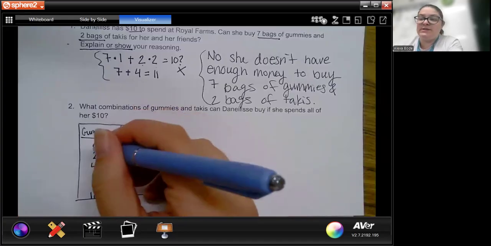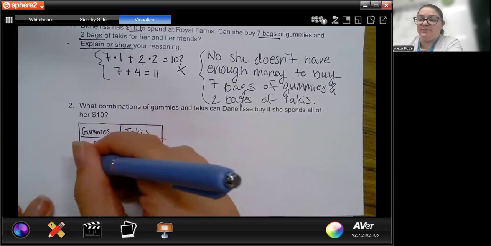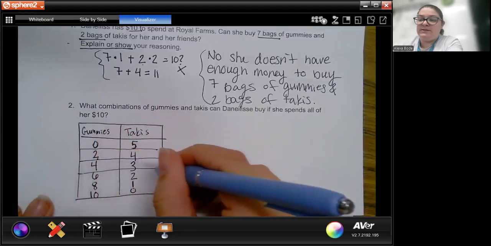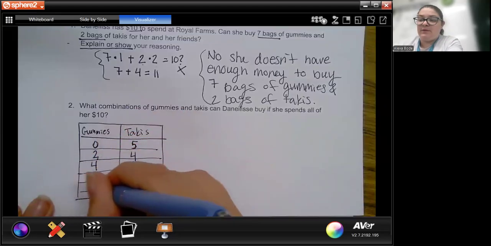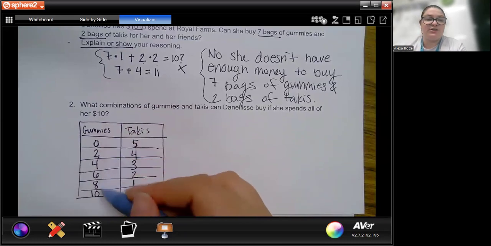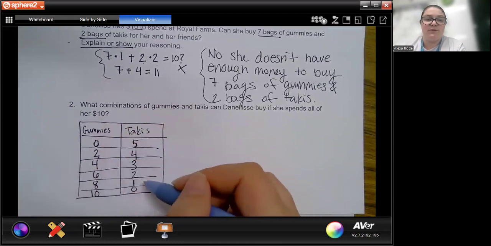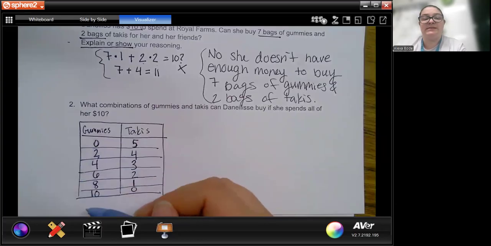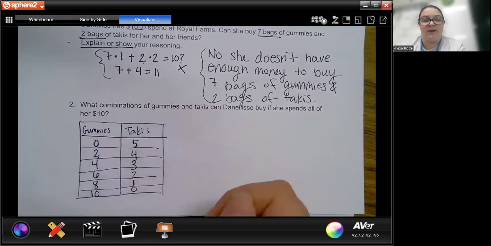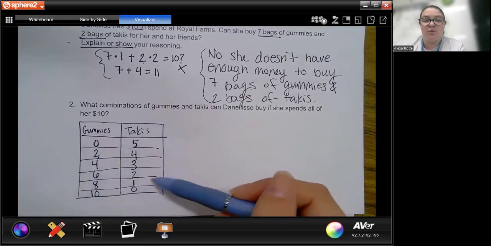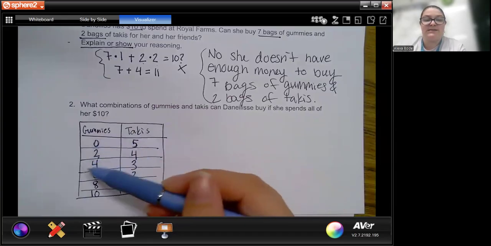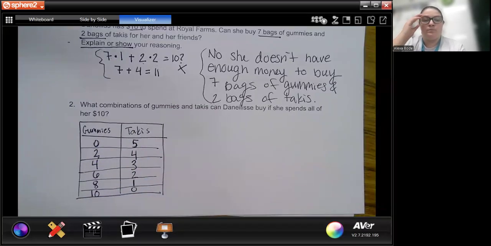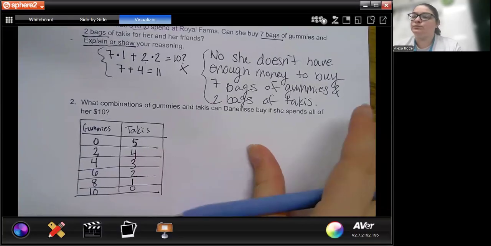Okay, so notice there is kind of a pattern here. Every time the gummies went up by 2, the Takis went down by 1. The more gummies she buys, the less Takis she'll be able to buy. And vice versa. The more Takis she buys, the less gummies she'd be able to buy. Okay?